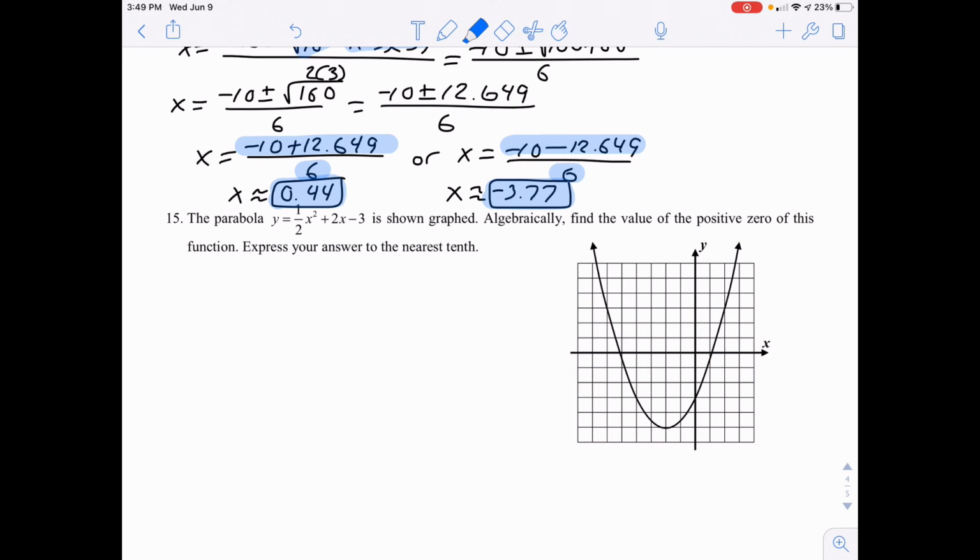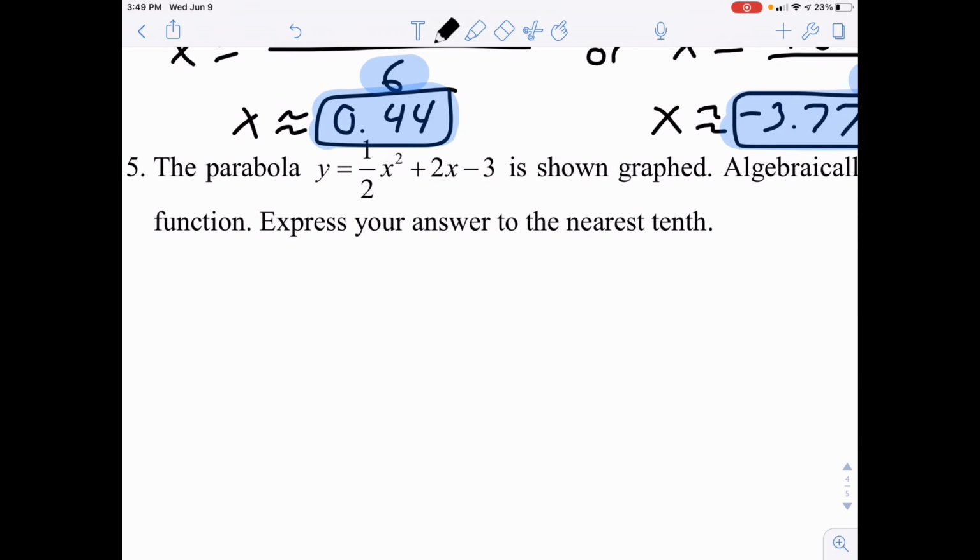In number 15, we have a parabola that is y equals 1/2 x squared plus 2x minus 3, and it's graphed. Algebraically, find the value of the positive zero of this function. Express it to the nearest tenth. So we're going to set y equal to 0 to find the zeros. You set y equal to 0 and solve for x. So 1/2 x squared plus 2x minus 3 equals 0.